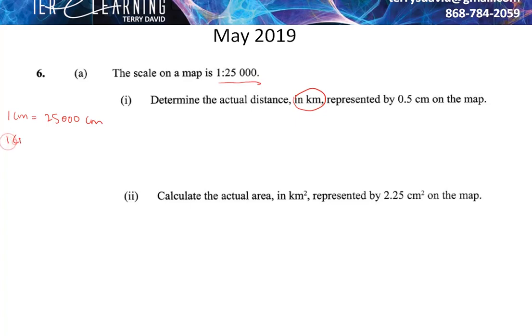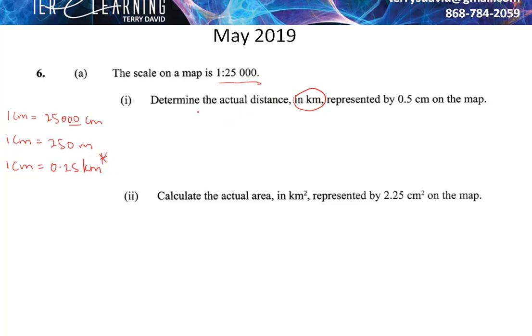So 1 cm is equal to 25,000 cm. To convert that into meters, I divide by 100. So this will be 250, which gives me my distance in meters. So 1 cm is 250 meters. Now I can convert that to kilometers by dividing by 1,000. So 1 cm is equal to 0.25 kilometers, right? And this is what I'm going to use to work my question now.